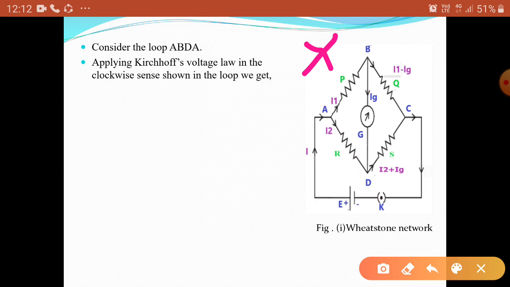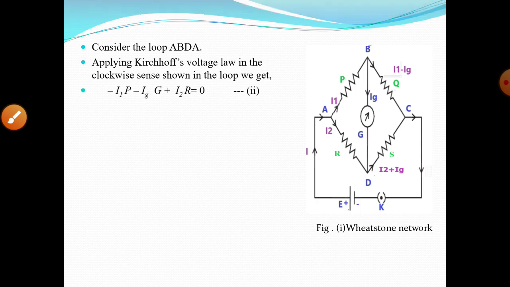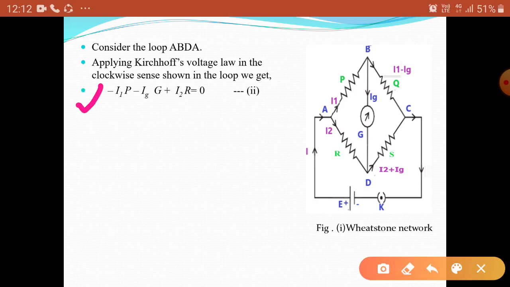It is along the tracing of the loop along the path. That's why the current is the same as that of the potential difference across this resistor, which is equal to minus I1P, because according to the voltage law, if the direction of conventional current and tracing of the loop is the same, then the potential difference across any resistor must be considered negative. That's why we can represent here minus I1P.